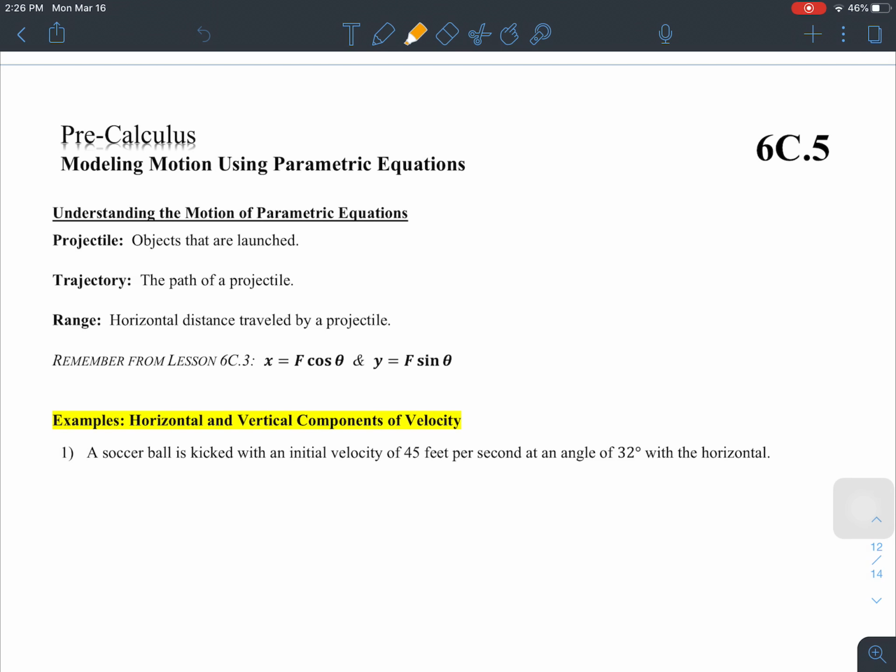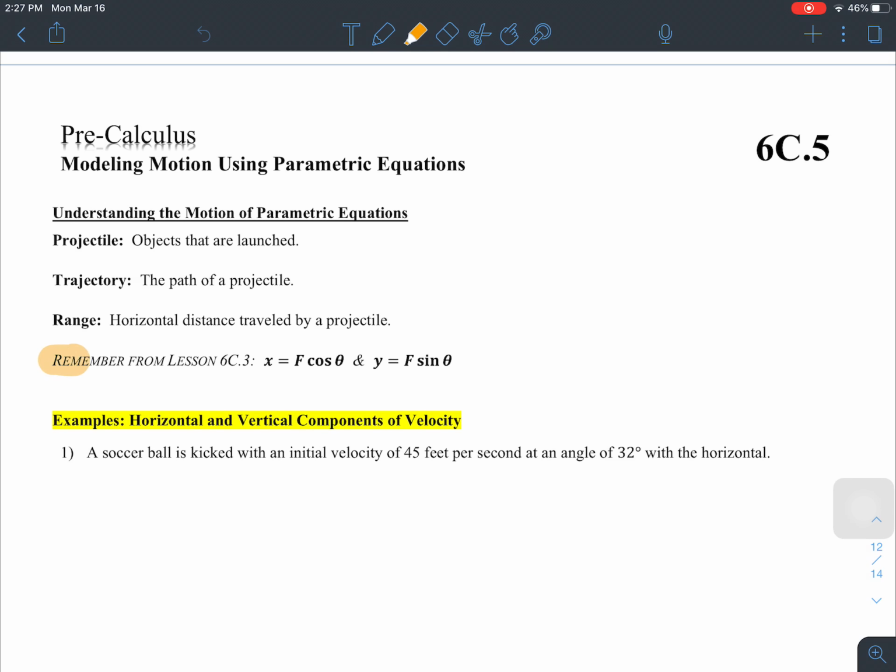In this video, we're going to look at the last lesson in Chapter 6C, which deals with modeling motion using parametric equations. Some things to keep in mind is the difference between projectile, trajectory, and range when dealing with these. A projectile is the object that is being launched, the trajectory is the path that object takes, and the range, you keep in mind, is the horizontal distance it travels.